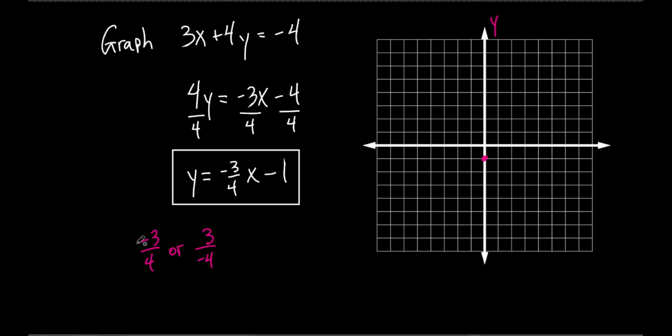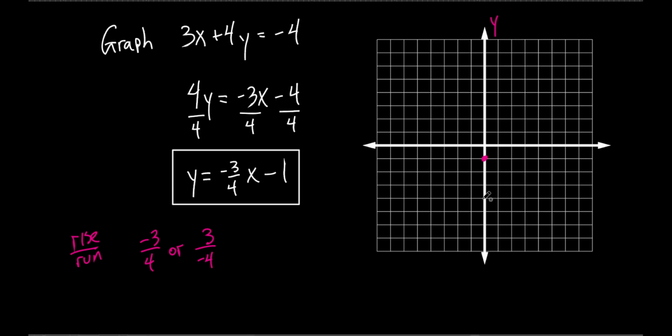And now, what do I have to do? I have to rise and run. Say it, Maya. Go down 3. That's good. Go negative 3. That means I go down. So I start at the y-intercept, and I go down 3. 1, 2, 3. Don't put a point just yet.